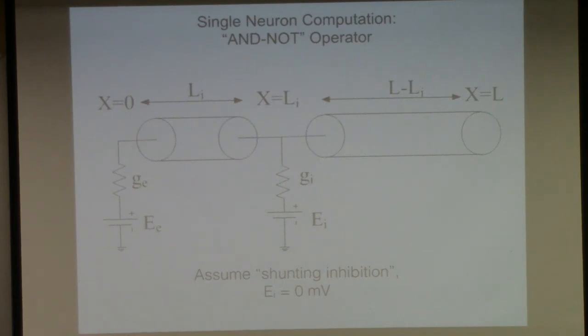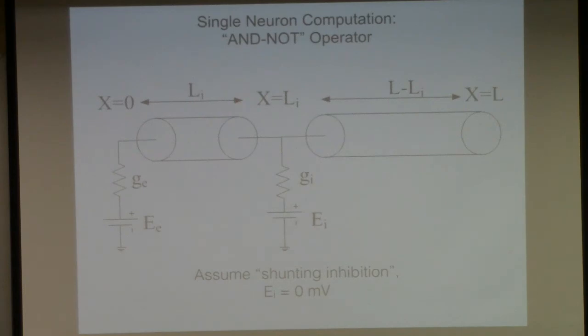I have 3.5 minutes left. We're going to talk about the AND NOT operator. Now, why do I care about the AND NOT operator? Well, Koch and Poggio showed that neurons can implement an AND NOT operation. Who cares? Well, if you can build a neuronal AND gate and you can build a neuronal AND NOT gate, you can build any kind of neuronal logic circuit.